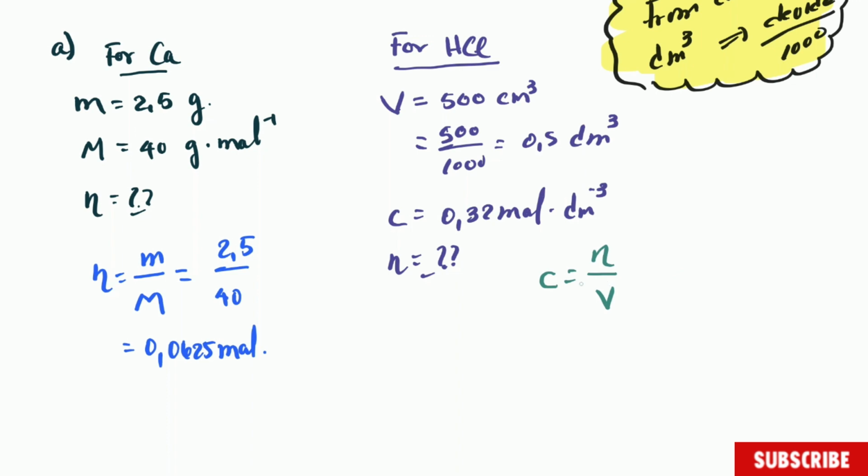When we substitute, in this case, the concentration is 0,32, equal to the number of mole divided by the volume, which is 0,5. Guys, I do not like to rearrange before I substitute. That is entirely up to you. Okay, so when we rearrange this one, I'm going to rearrange now. We get that the number of mole is equal to 0,32 multiplied by 0,5.